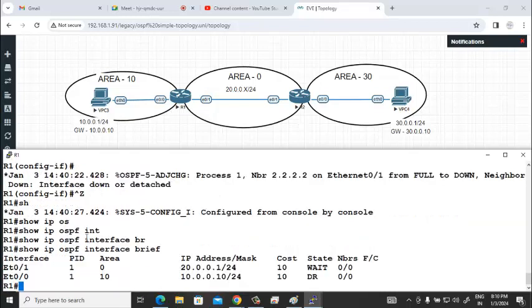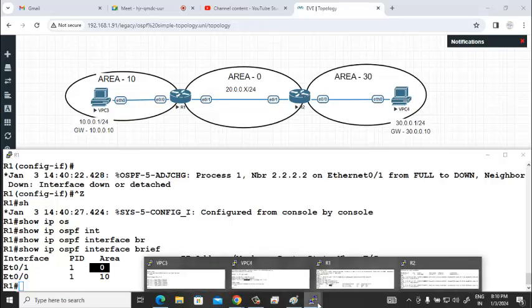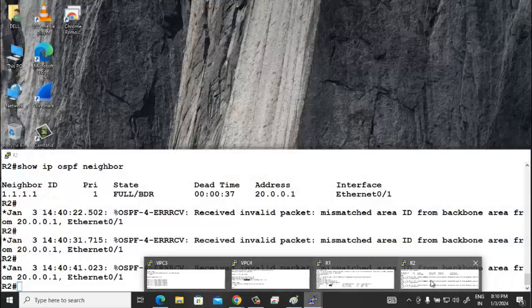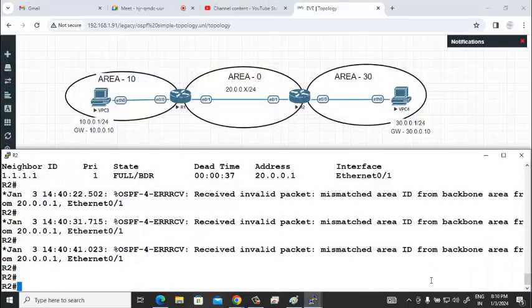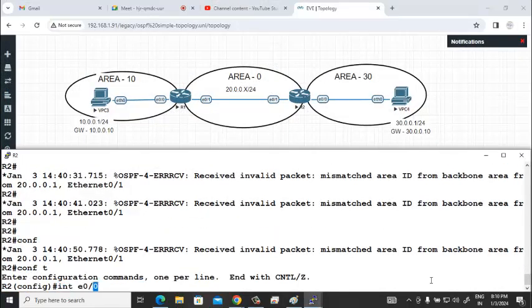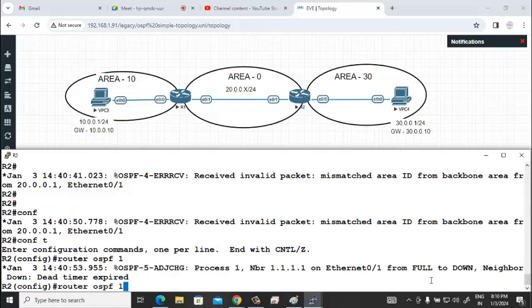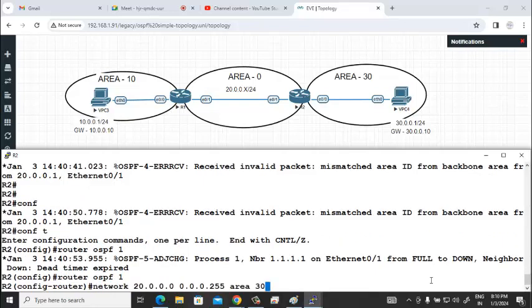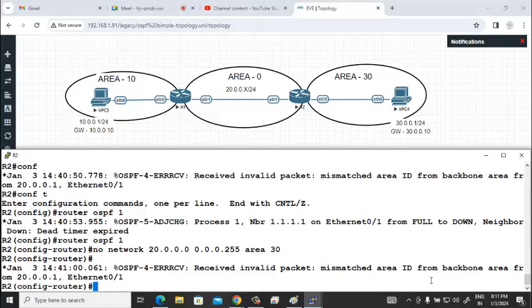Now let me go to router 2. In router 2, I need to remove that old configuration. See, this is the problem with the old method. You need to go and remove the line. With the newer method, you go straight to the interface and do the right one. So I removed it, and I'm going to the newer method, Ethernet 0/1, IP OSPF 1 area 30. You got it? No. Oh, why are you saying yes? It's 0, no?